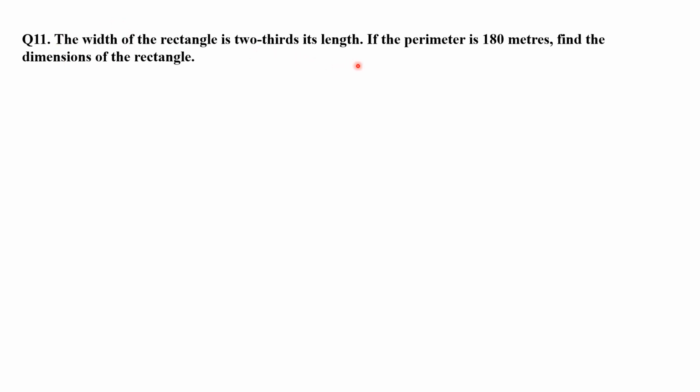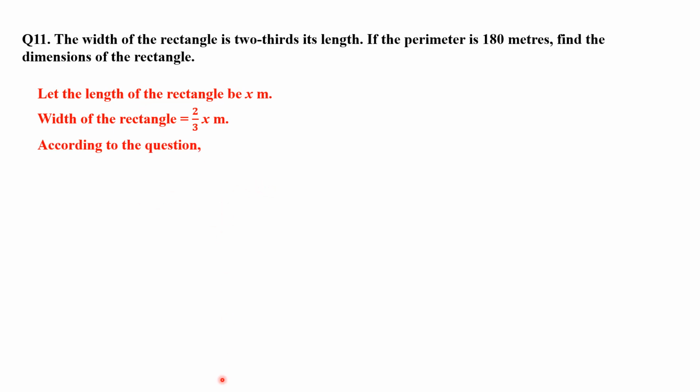So it is given width is 2/3 of its length. Okay, so we don't know the length also. So we'll assume the length as x. So width will be 2 by 3 x, isn't it? 2/3 means 2 by 3 of the length, which is x. If the perimeter is 180 meters, find the dimensions of the rectangle. Now dimensions means you have to find the length and the width of the rectangle.